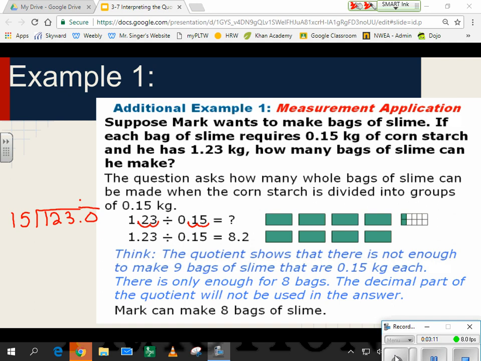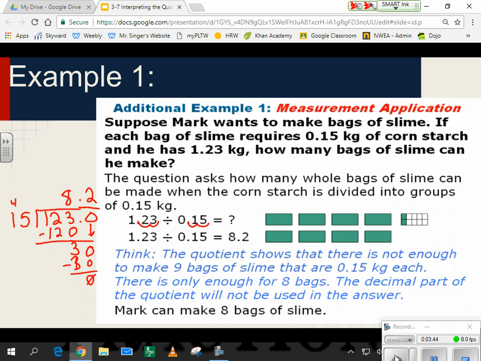So we know that 15 won't go into 1, 12, but it will go into 123. Now, I know it'll go in 8 times because that's the information I see here. So I put the 8 above the 3, and 8 times 5 is 40. Carry the 4. 8 times 1 is 8, plus 4 is 12. So when we do this, we're left with a remainder of 3, and we bring down the 0. So now we got to see how many times 15 goes into 30, and that would be twice. 15 times 2 gives you 30.